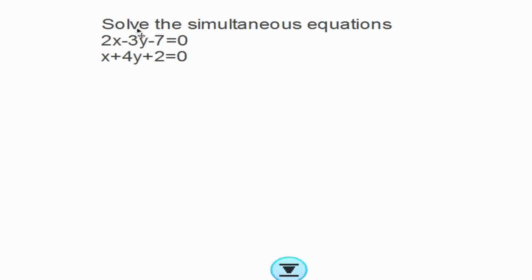Okay, our question says solve the simultaneous equations 2x minus 3y minus 7 is equal to 0 and x plus 4y plus 2 is equal to 0.